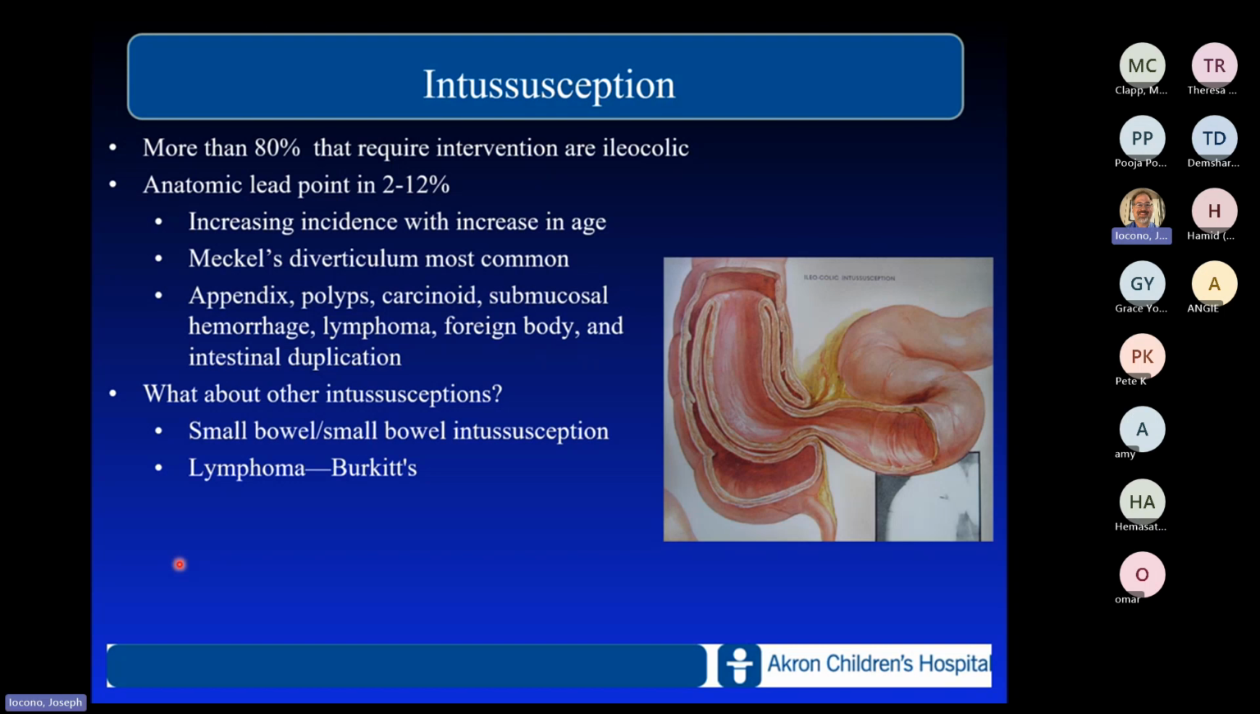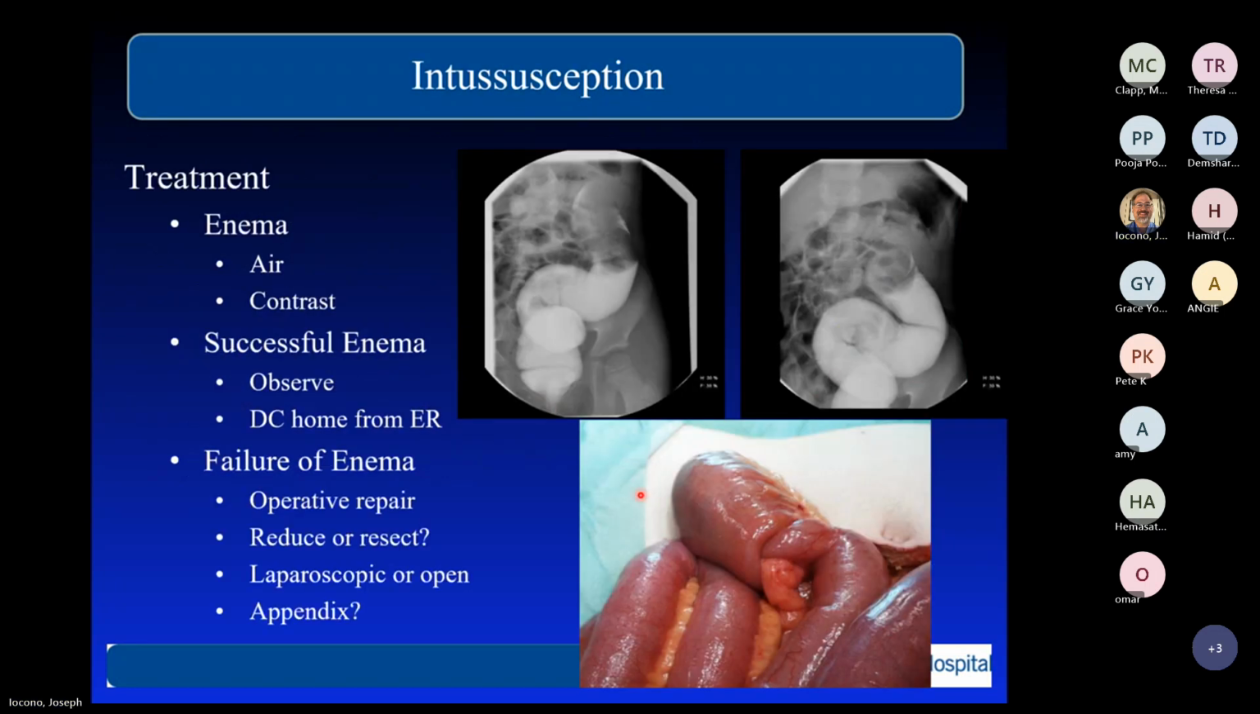But benign causes of ileocolic intussusceptions that don't reduce on their own: Meckel's diverticulum can cause it. Appendicitis can cause it. Polyps, carcinoids, hemorrhage, Peutz-Jeghers disease. Anything that can cause thickening of the submucosa that the peristaltic wave can then pick up and invaginate as it's going around. If you have a small bowel intussusception in a bigger kid, that's probably lymphoma. The most common lymphoma in the small bowel in a kid is Burkitt's lymphoma.